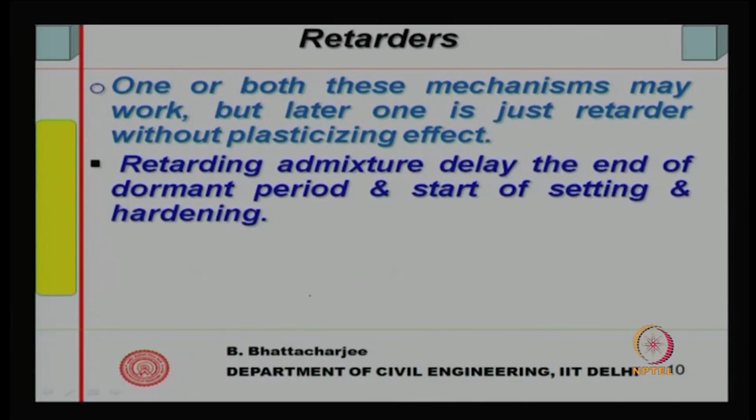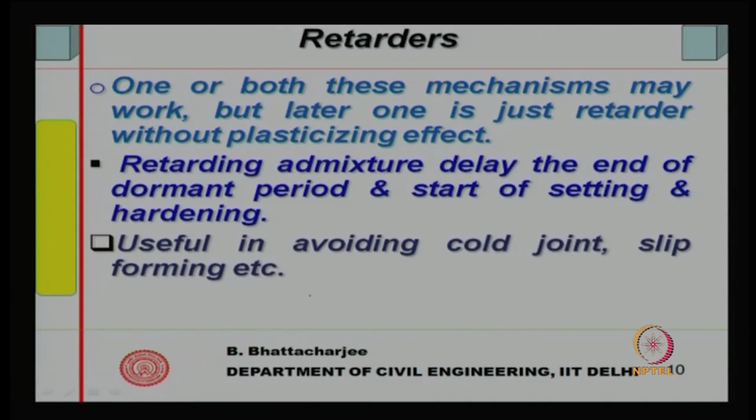Dormant period, we saw it earlier. Dormant period means the period during which ettringite is largely formed. In the first 30 minutes ettringite is formed, and CSH formation really does not start. So, this essentially ensures a longer ettringite period, a longer dormant period, and therefore setting is delayed, and after that setting starts, followed by hardening.